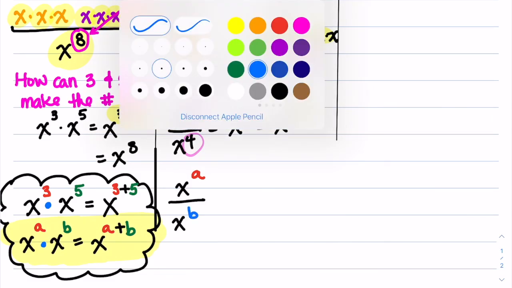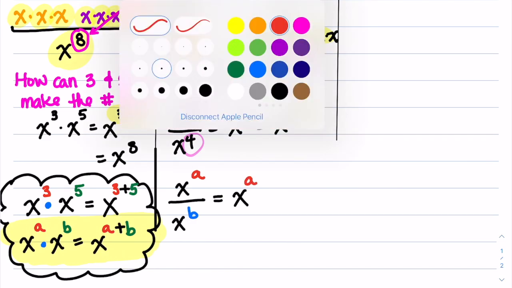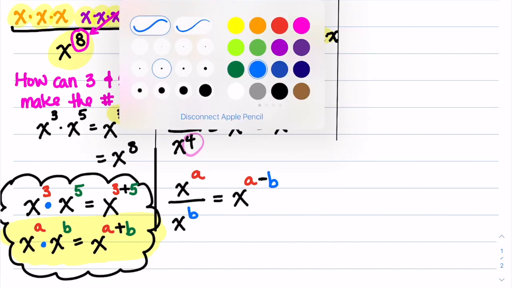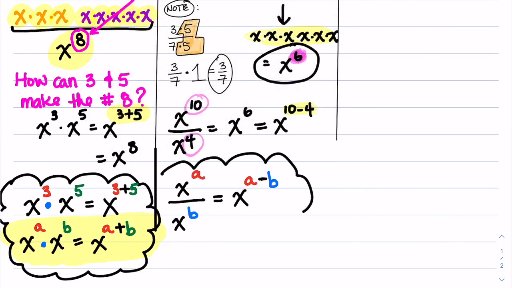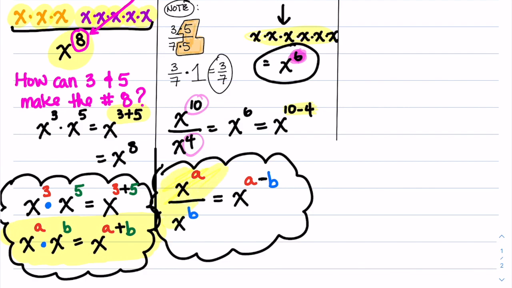b power, that is just x to the a minus b power. And this is the division rule. This is the division rule. Okay? If you have same variable to different powers, you can simplify that by subtracting.